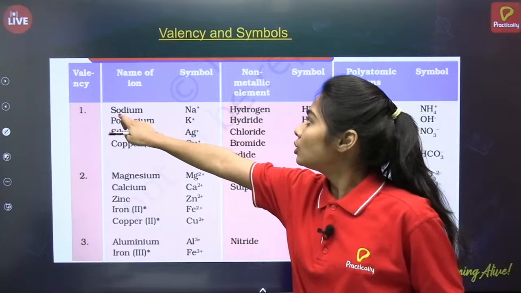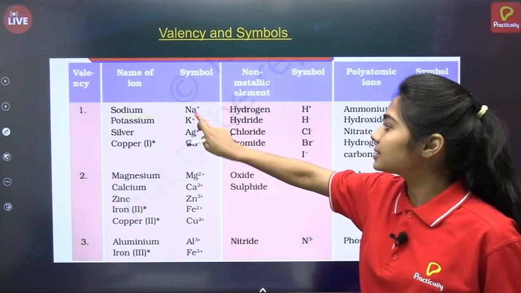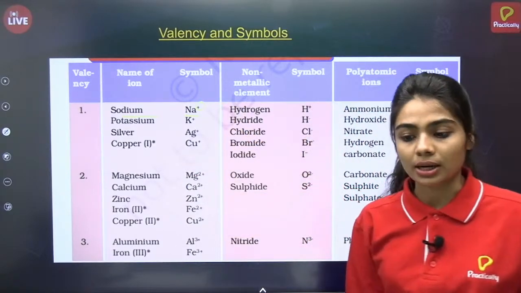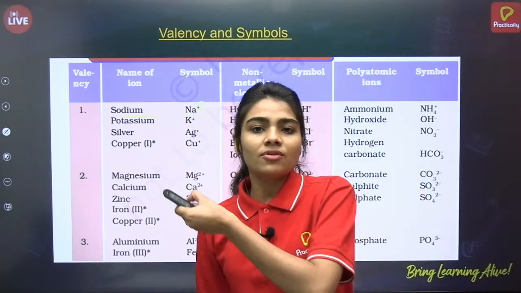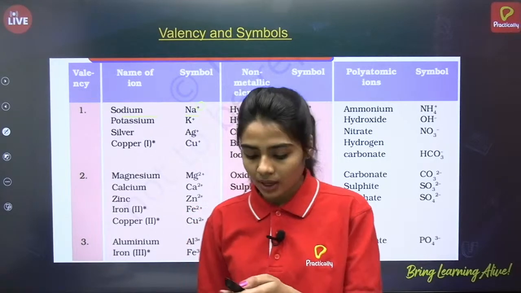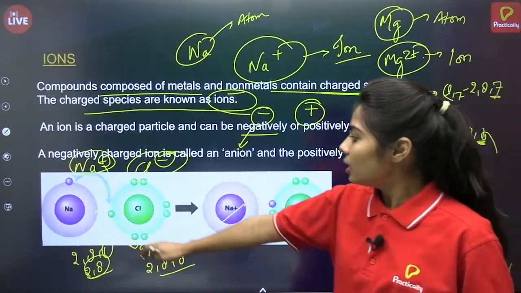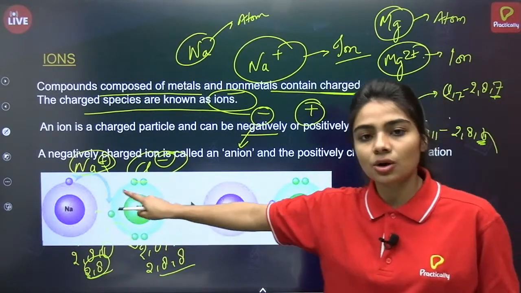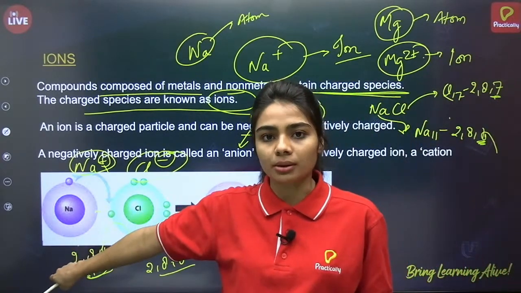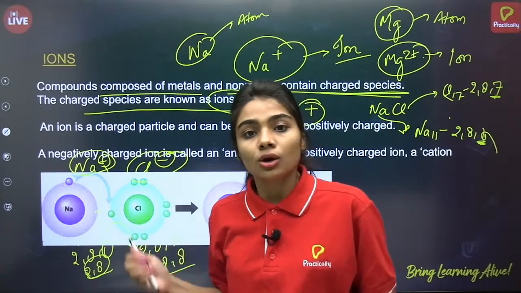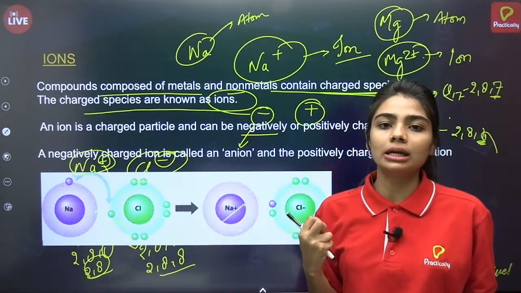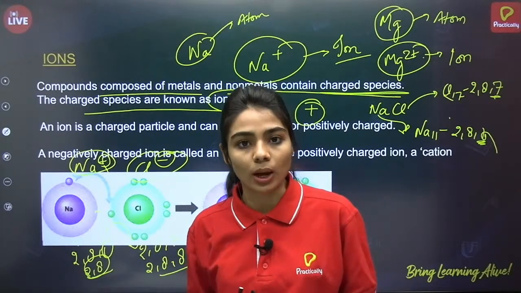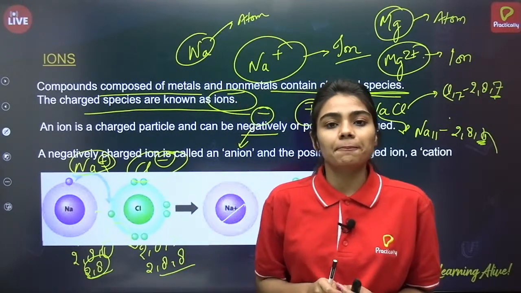Now sodium, symbol is Na. What is the valency of sodium? +1. Now ma'am, where does this valency come from? If you see this, sodium is losing 1 electron, correct? So what will be the valency of sodium? Its valency is 1. Chlorine is gaining that 1 electron, so what will be the valency of chlorine? It is also 1.